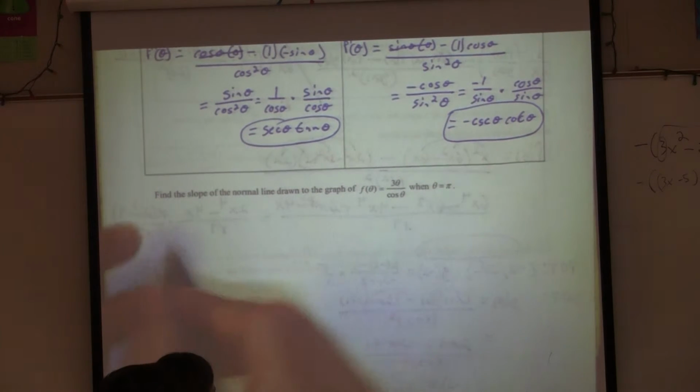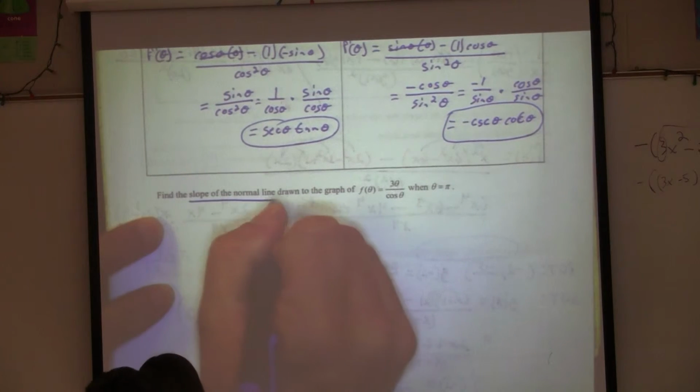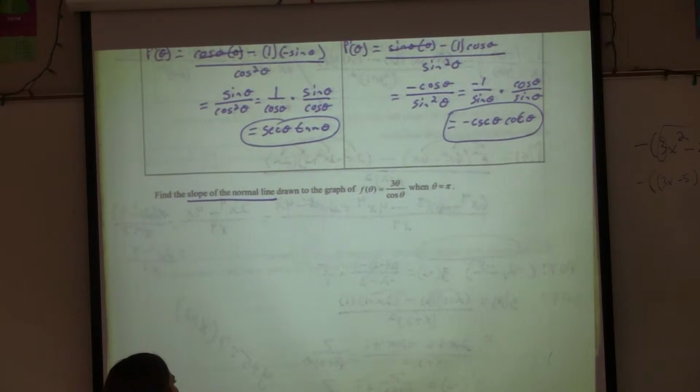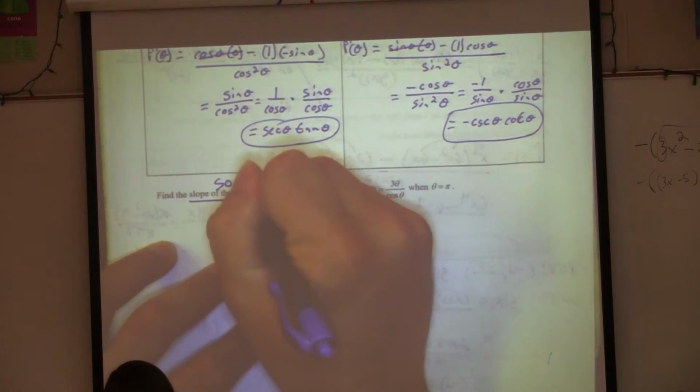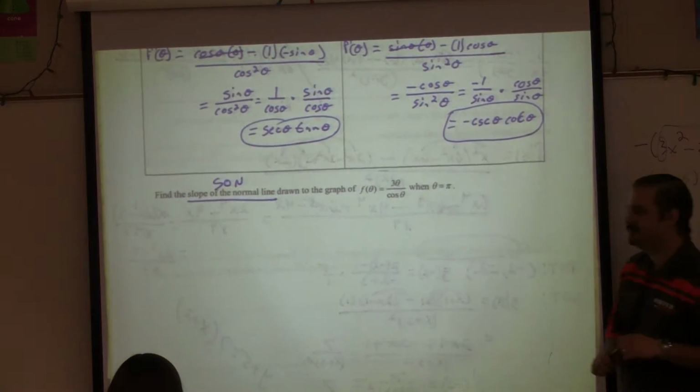Alright, let's try this one. What do they want here? Slope of the normal line. Okay, what do I have to do to get the slope of the normal line? First I need to get what?